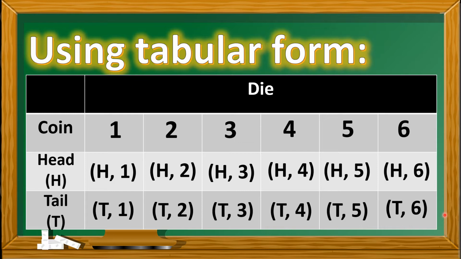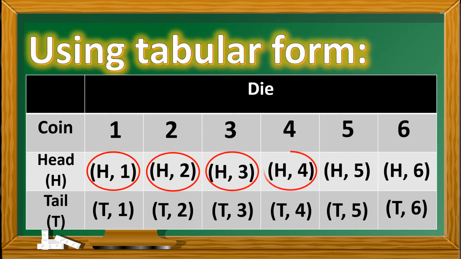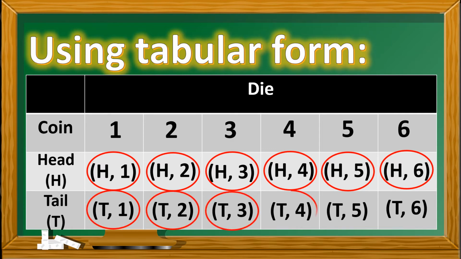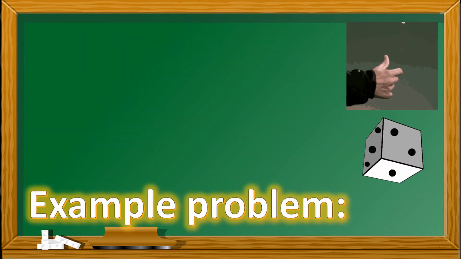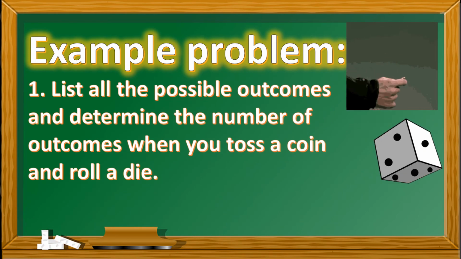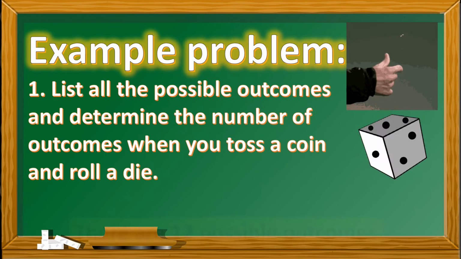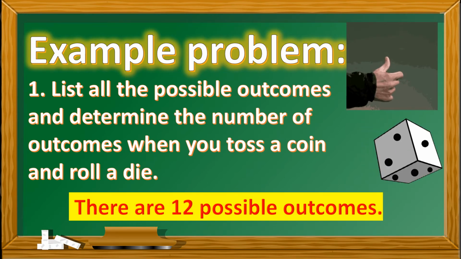So the question is, where is the number of outcomes? So this will be your number of outcomes. Just count it. Then you'll be able to know the total number of outcomes. So we have 1, 2, 3, 4, 5, 6, 7, then 8, 9, 10, 11, and then 12. So therefore, we have 12 possible outcomes. Okay, next way. So again, to answer the question from tabular form, we have 12 possible outcomes.